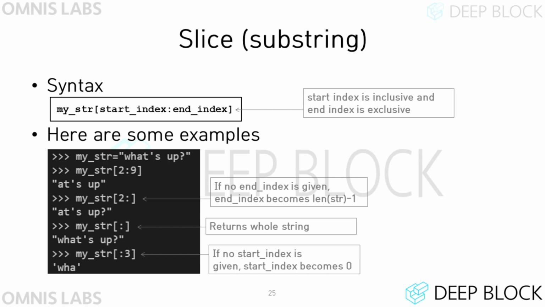If the last index is not given after the colon, it returns the substring from the starting index to the end of the string. If no index is given on either side of the colon, the entire string is returned. And if the starting index is not given, the substring from the beginning to the last index minus 1 of the string is returned.